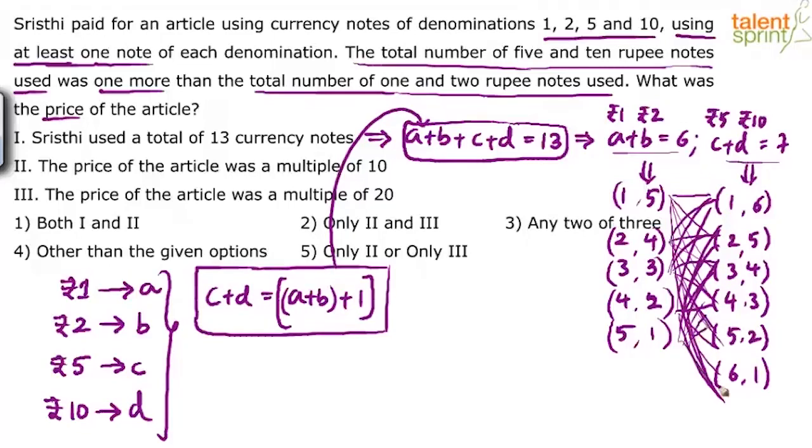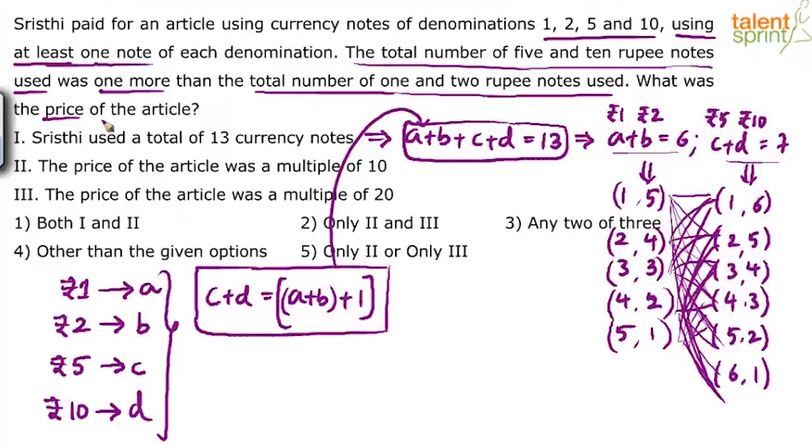You understand? Look at this mess. This whole mesh shows the number of solutions that we get. I mean, such a complex mess. So 5 solutions here and 6 solutions here. 5 into 6, 30 different prices can be obtained. The price of the article, 30 different prices can be obtained.